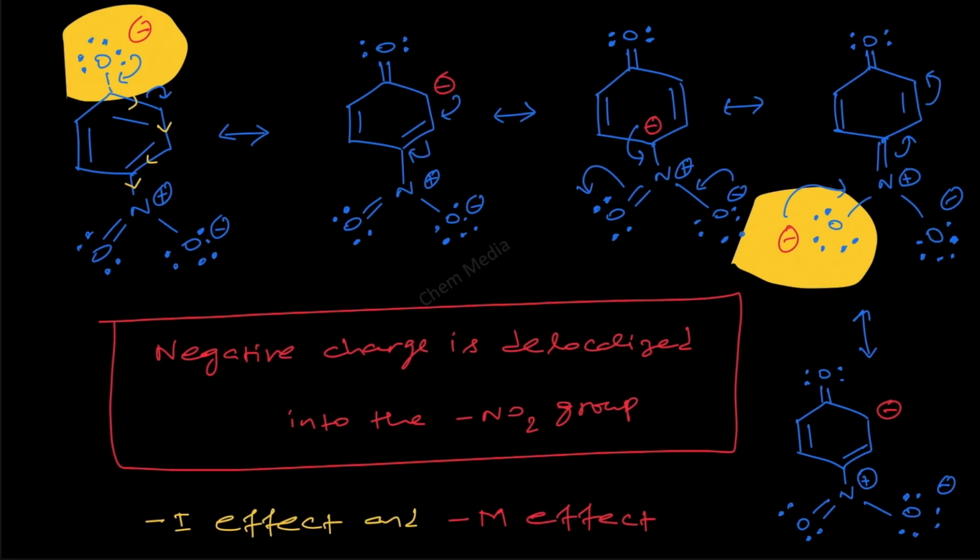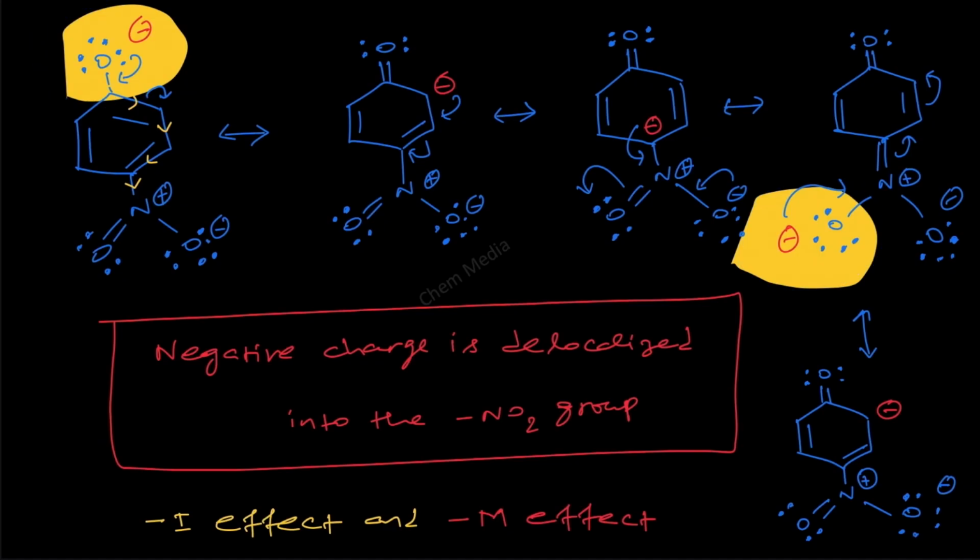If you carefully look at the resonance structures of paranitrophenol, then you can realize that the negative charge is delocalized into the nitro group. That's the main thing here. The negative charge is delocalized all the way to the nitro group. That's why the conjugate base is more stable.